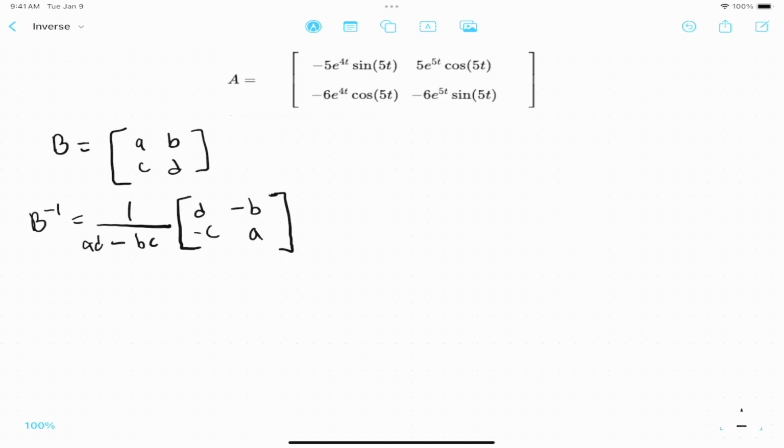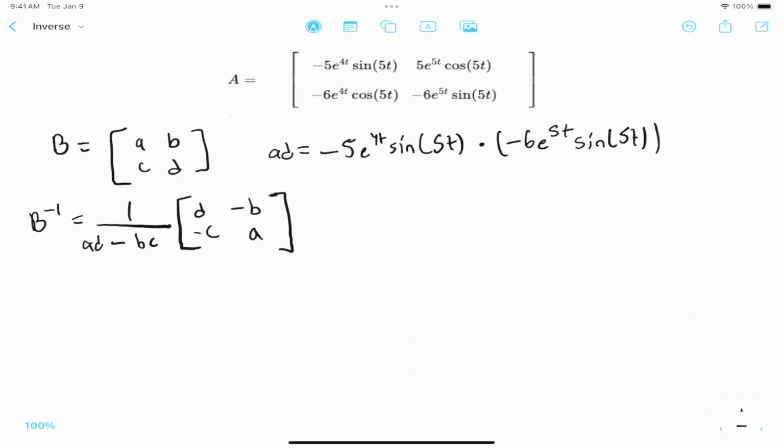So in our case, let's go ahead and apply this procedure. In this case, this would be A, B, C, and D. So first we're going to find what A times D is. So AD, I'm just going to write it like that, 4e^(4t) sine of 5t multiplied by our D, which is negative 6e raised to the 5t times sine of 5t.